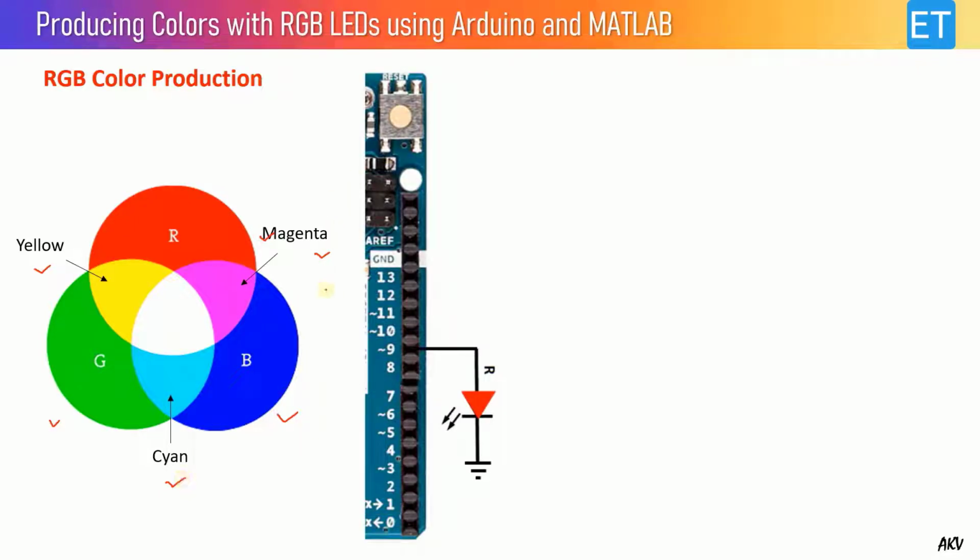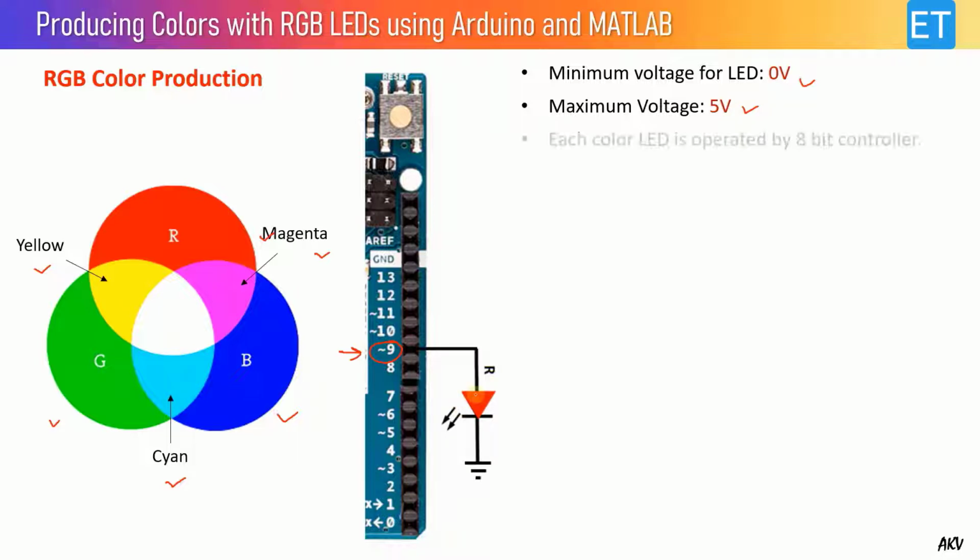So suppose this is part of your Arduino board, where one LED is connected to pin number 9, which also supports PWM. That means this pin can generate a minimum of 0 volt and a maximum of 5 volt. So that is the limit. So your LED one will receive 0 volt, it will be switched off. When it receives the 5 volt, it will run at full brightness.